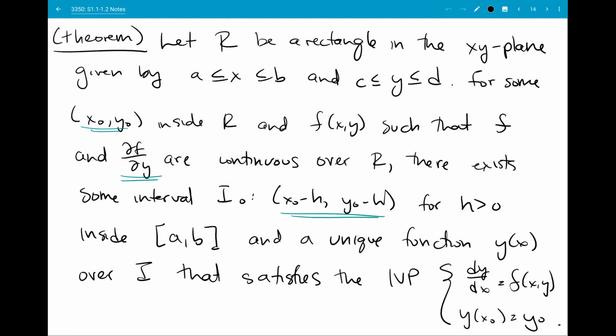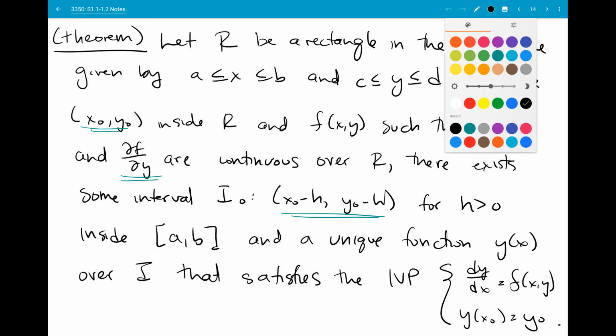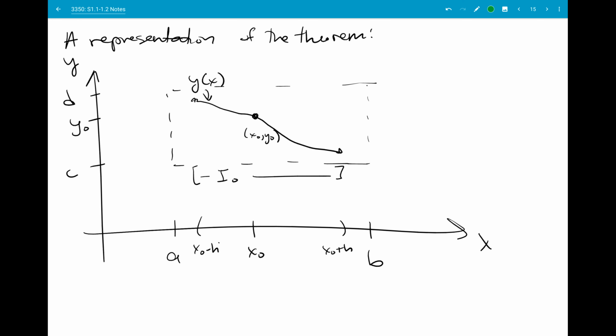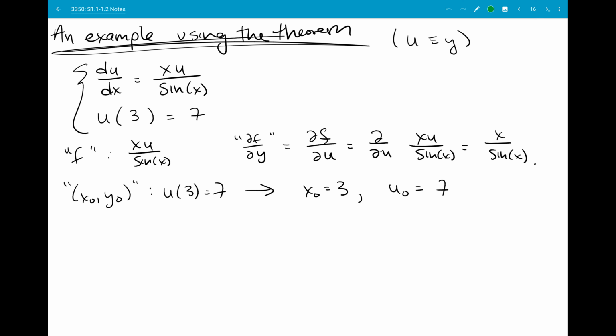So let's go back and look at the theorem. I underlined the things that I said were going to be important. For the df dy, what we have to do is check that it's continuous over R. Technically, we also have to check that f is continuous over R, but for us it's going to reduce to the same thing, so it doesn't matter. And as long as it's continuous over this interval, then we know that a unique solution can be found.